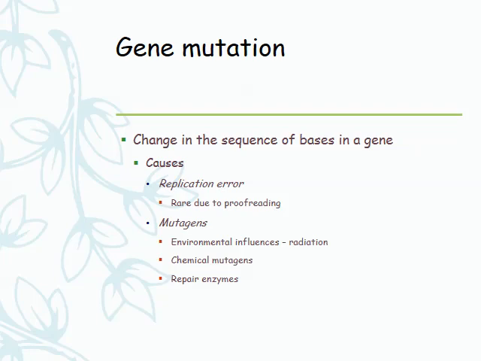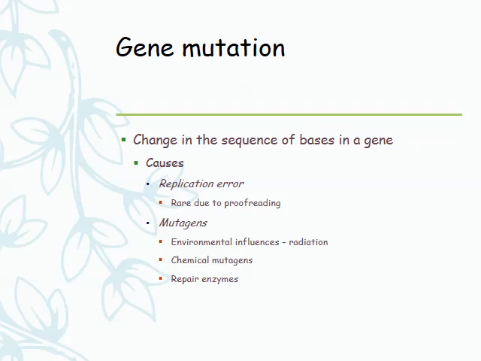Genetic mutations occur when there's changes in the sequence of bases in a gene. This can be caused by replication error. However, this is fairly rare due to proofreading. There, however, are mutagens. These are substances that induce mutations in DNA. These can be caused by environmental influences, such as radiation or asbestos. There are chemicals, such as nitrates, that can cause genetic mutations.